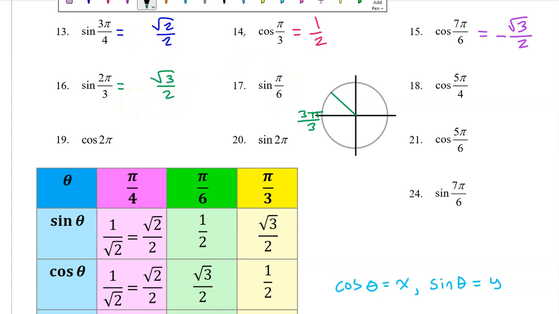For number 17, the sine of pi over 6 is right here on the chart. It is 1/2.